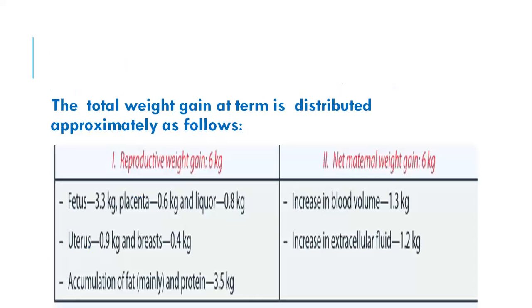The total weight gain at term is distributed approximately as follows. Reproductive weight gain is around 6 kgs: fetus 3.3 kg, placenta 0.6 kg, liquor 0.8 kg, uterus 0.9 kg, and breast around 0.4 kg. Fluid accumulation is 3.5 kg. The blood volume increases around 1.3 kg. All these contribute to the total of 11 to 12 kgs.